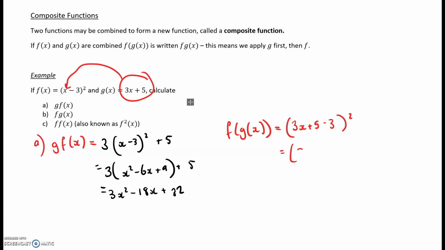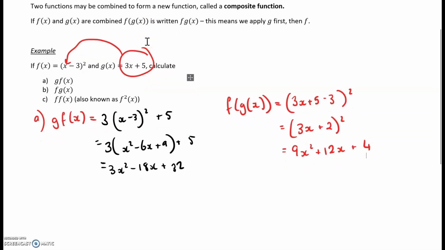Now here I'm going to end up with (3x plus 2) all squared. And again, I could expand that out if I wanted to, and that would give me 9x squared. 3 times 2 is 6, times 2 again is 12, so plus 12x plus 4 on the end. That would be my expanded form.